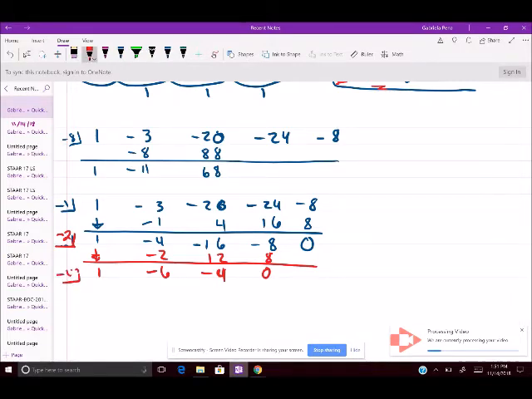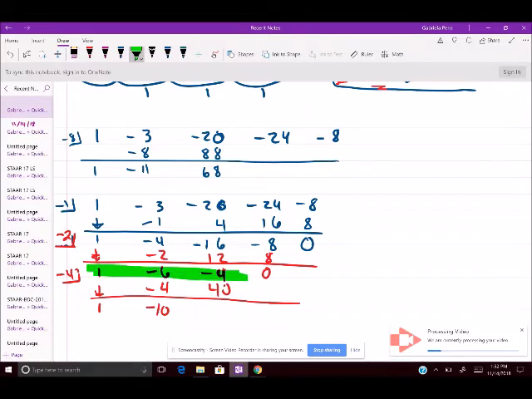A -4. Let's try the -4. Bring this down. This is a 1. This is a -4. This is a -10. This is a 40. Is that going to give me a 0? No. So how in the world is there a negative answer? Well, this is going to be the situation now. I'm going to have to take these numbers here.